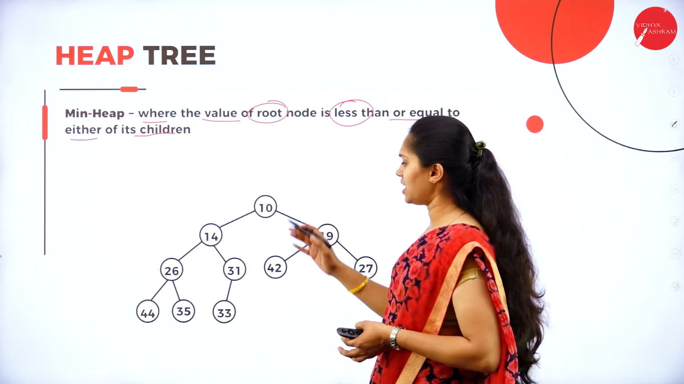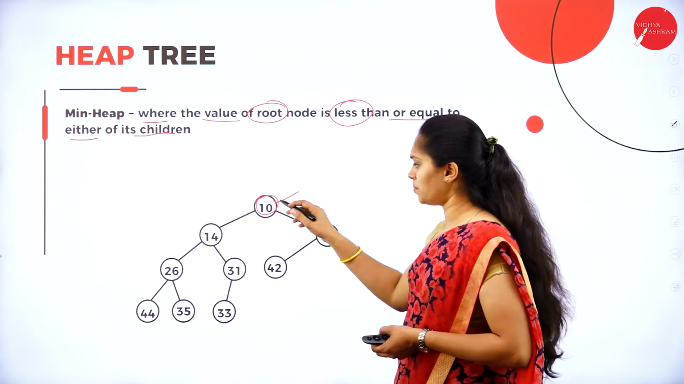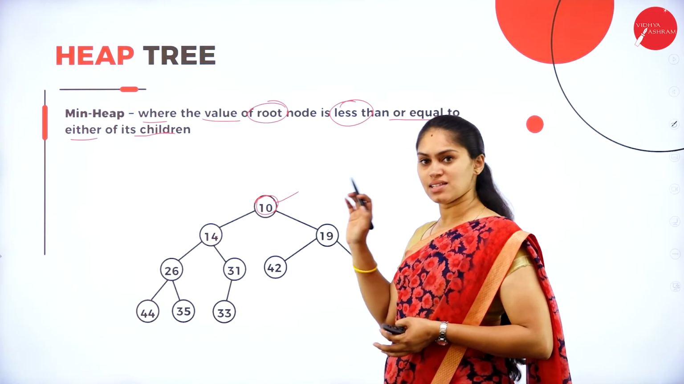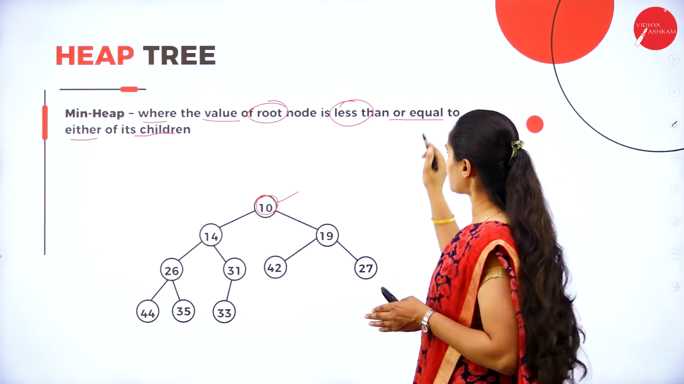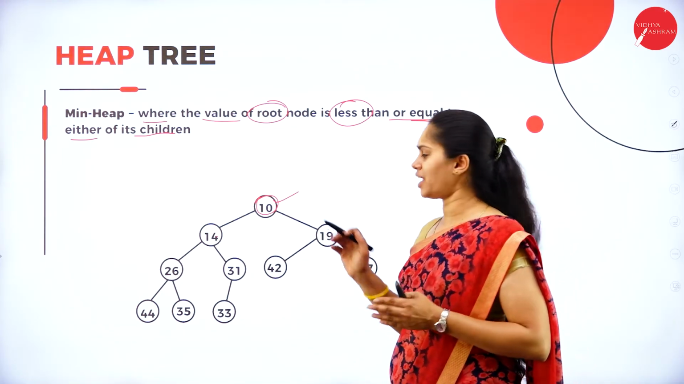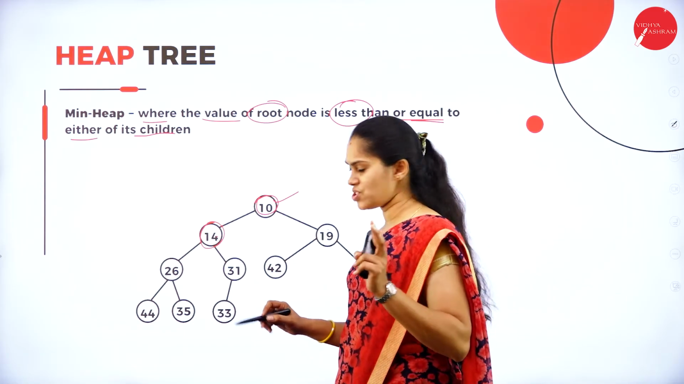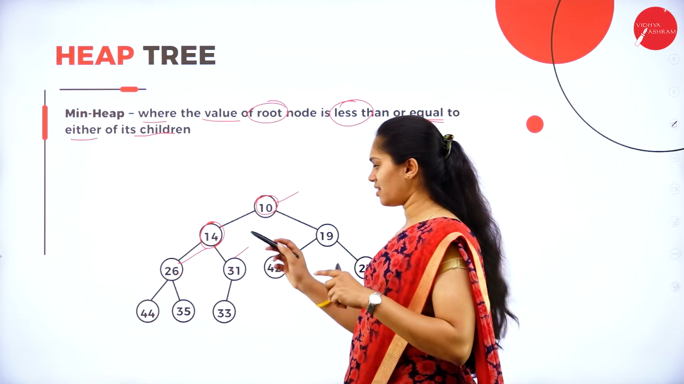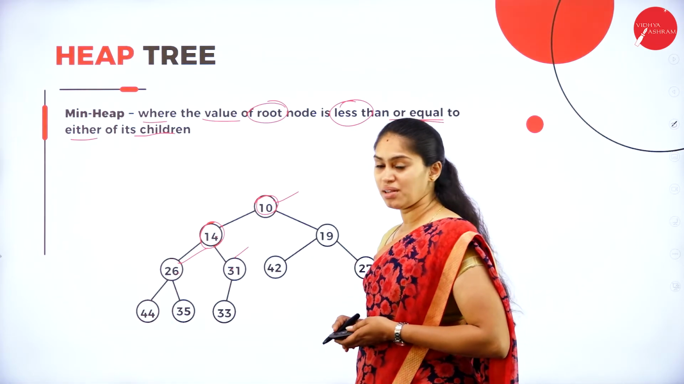So, if you see this example, here I have a value called 10. If I compare this 10 with its children, that is 14 and 19, this 10 is lesser. So, the root node has a lesser value or an equal value compared to its children. And if I consider this 14, it has two children, 26 and 31. Even 26 and 31 are greater than this root node. Then we call this kind of tree a minimum heap tree.